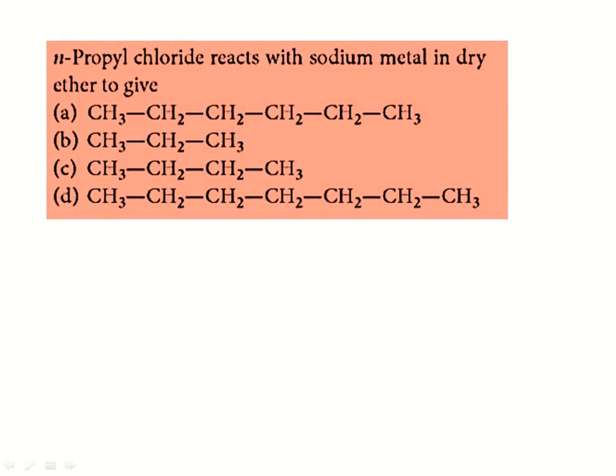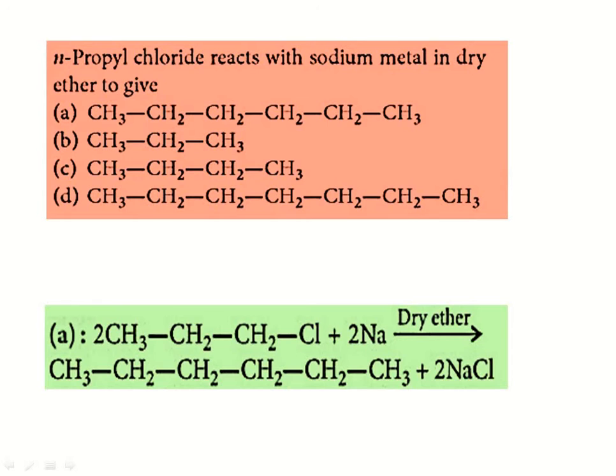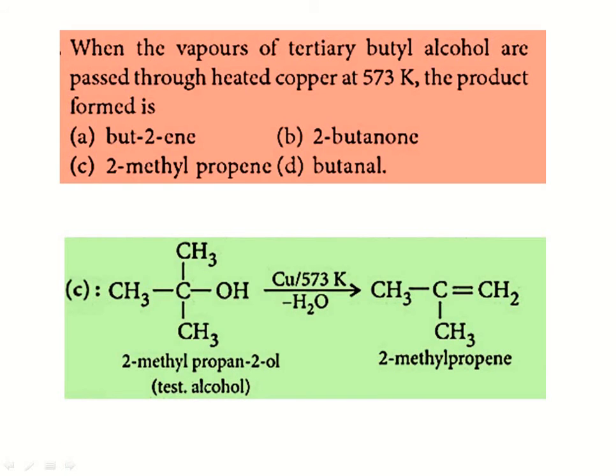Next, n-propyl chloride reacts with sodium metal in dry ether to give what? This is the Wurtz reaction. When you do it, you will get the first one, that is, 6 carbon alkane will come. That is hexane. Next question. When vapors of tertiary butyl alcohol are passed through heated copper at 573 Kelvin, the product formed is: usually this alcohol undergoes dehydration and forms 2-methyl propene. That is option C.